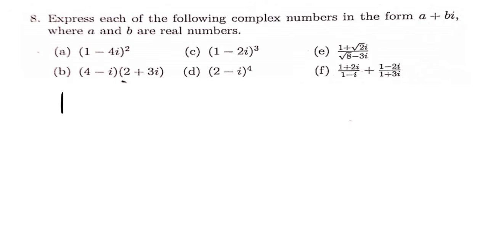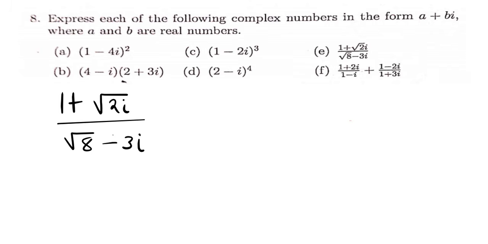Let's now solve E. E, we've got 1 plus the square root of 2i, over the square root of 8 minus 3i. First you have to know that in the denominator we've got the square root of 8 there. You can simplify this one.